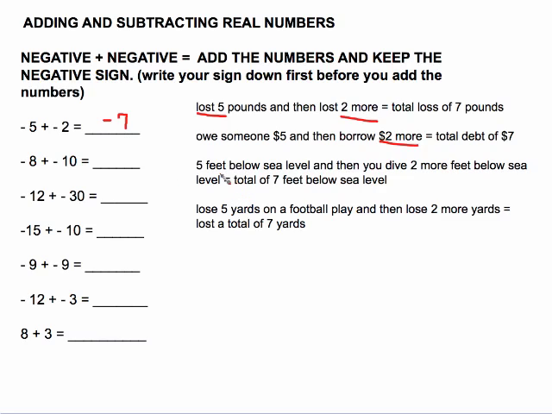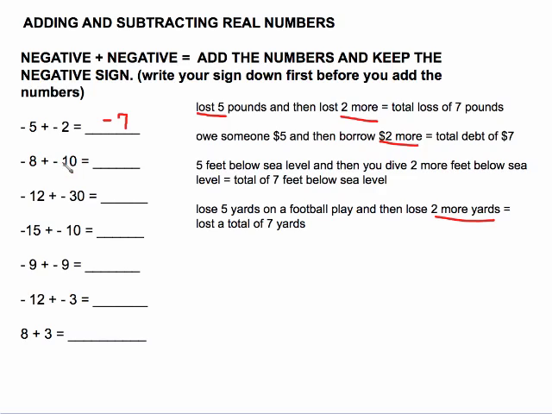Or maybe if you're a scuba diver, you've gone 5 feet below sea level, that's the negative 5, and then you go 2 feet more below sea level, that's going to be a total of 7 feet below sea level. Total, again, is the idea of adding the negative. For you football players out there, you have lost 5 yards on one play, and then you lose 2 more yards, that's going to give you a total loss of 7 yards. So whatever of those makes better sense to you, think about that as you're doing these problems. But a negative plus a negative is going to stay negative, and then we're going to add.